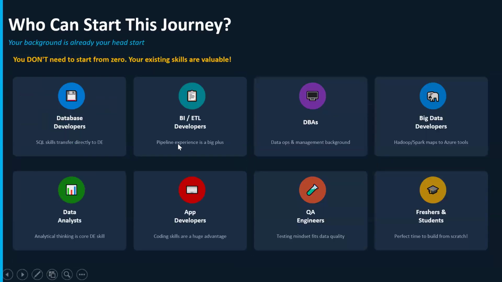Okay, so who can get into data engineering? If you're a database developer, you can, because you can directly transfer your SQL skills to data engineering. It's not a great leap. If you're a BI ETL developer, you already develop pipelines and mappings, so you can directly get into data engineering. If you are a DBA with some experience in data operations and management, you can easily get into data engineering. And if you are a big data developer, and of course you must have knowledge of Spark and Hadoop, it's an easy shift from there to here.